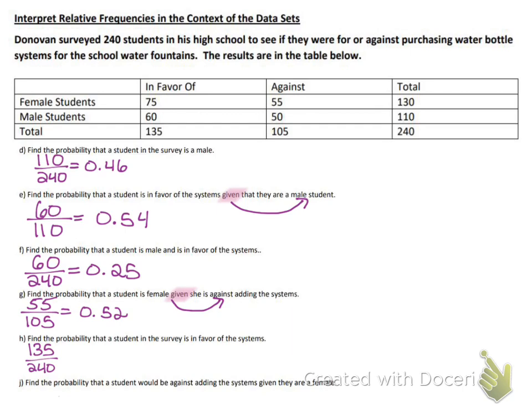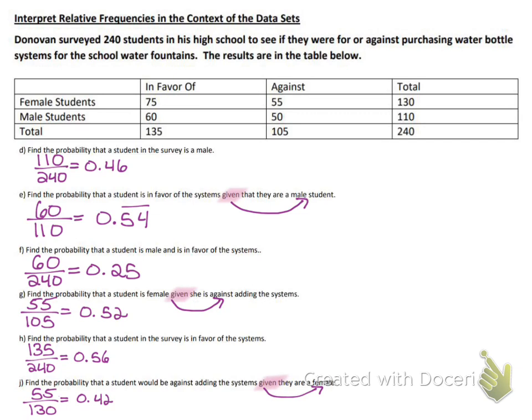Hopefully for problem H, you had the fraction 135 over 240, which becomes 0.56 in your calculator. And for problem J, we had another given. So our total should be female only. So in this case, we're looking at a total of 130. 55 of those students were against adding the system. Simplifying it down, you get a decimal or a probability of 0.42.